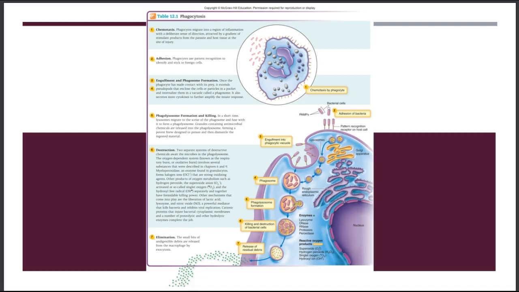So this image is from your text. This is a really good model that breaks down the steps in phagocytosis. So you can see we have chemotaxis happening. It's attracting our phagocytes to the site of location. The phagocytes are going to use those PRRs to recognize the PAMPs on our pathogens. They're going to adhere to those receptors. Then they will be engulfed or ingested by the cell.